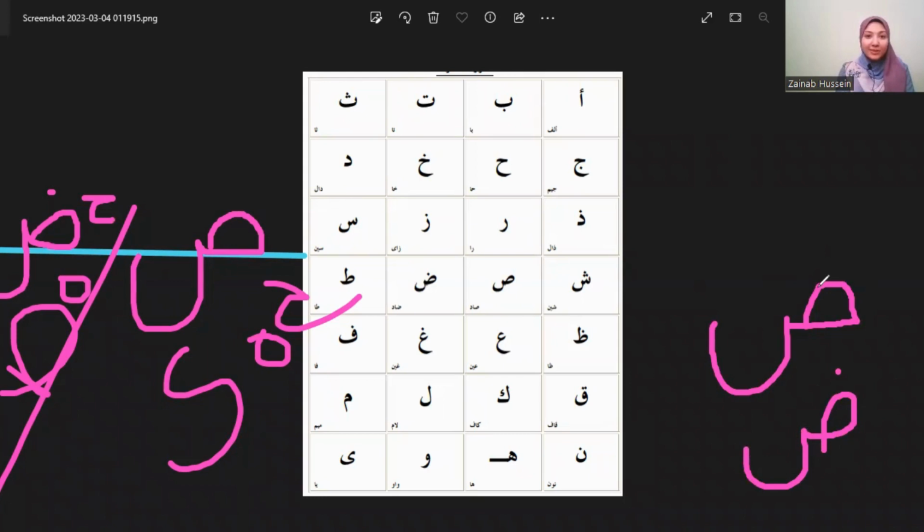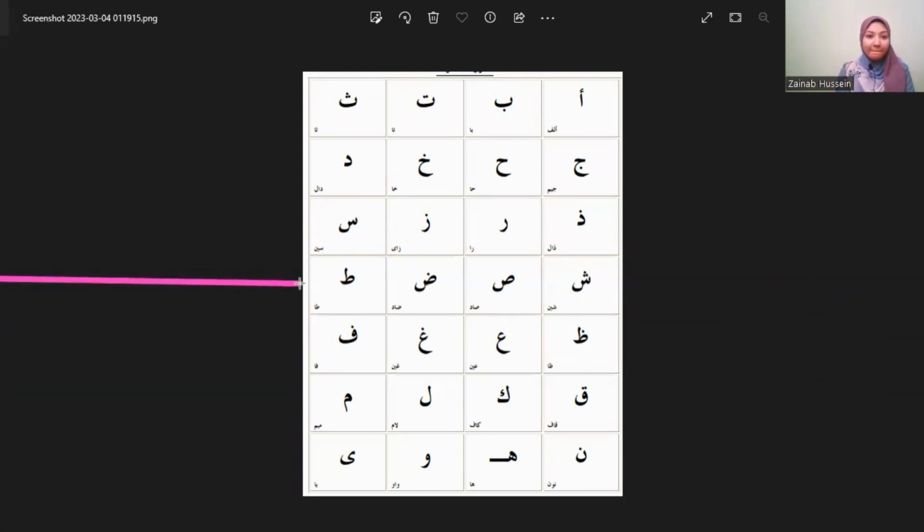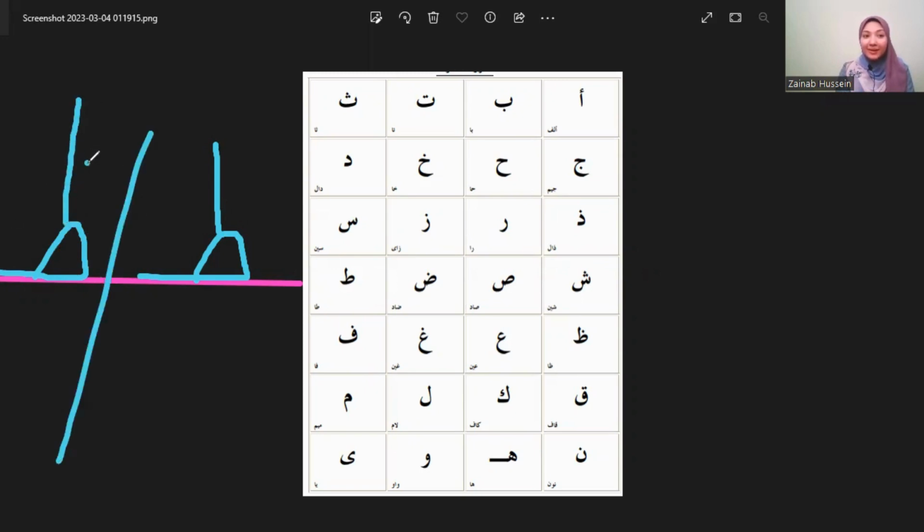Another two sisters, which are also like a curvy triangle, straight line. This time it will be with a stick, okay? Also, her sister, the same thing. Now, what is the difference? The second one will have a dot.